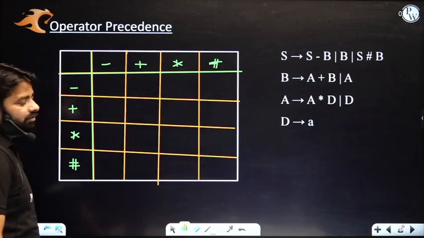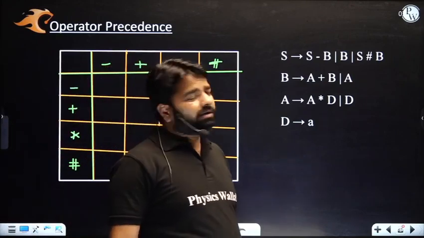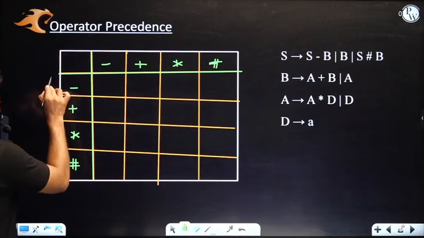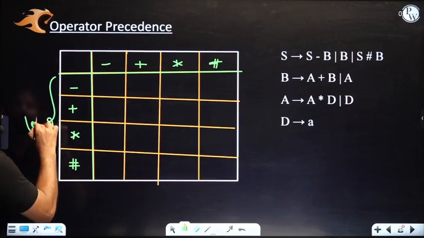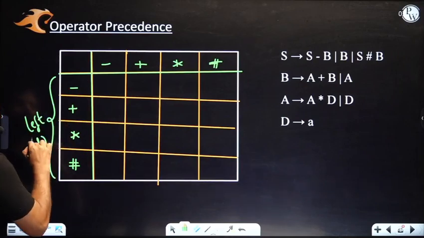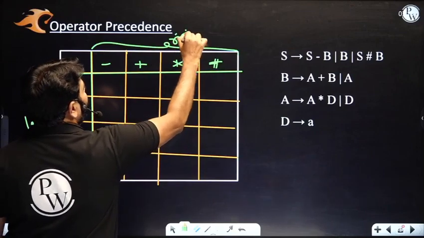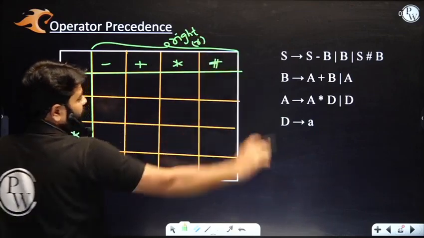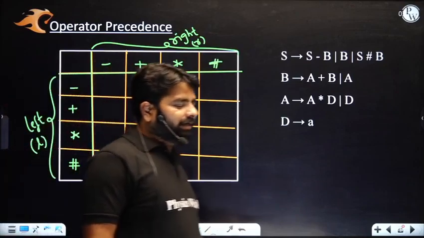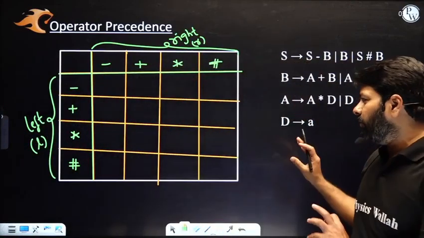So this table we have to fill. What is the relation between these two? Always remember, these are the left operators. If you miss this concept, we can't get anything. So these are the right operators. Always you have to assume this while computing. If you switch left and right, then you don't get the proper answer here.